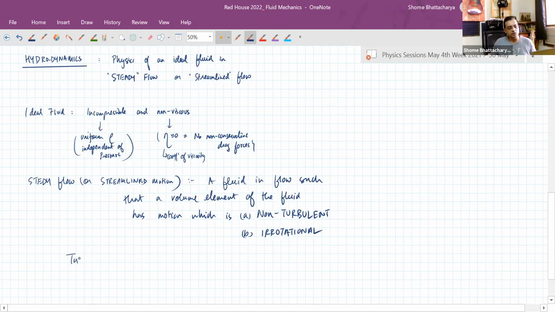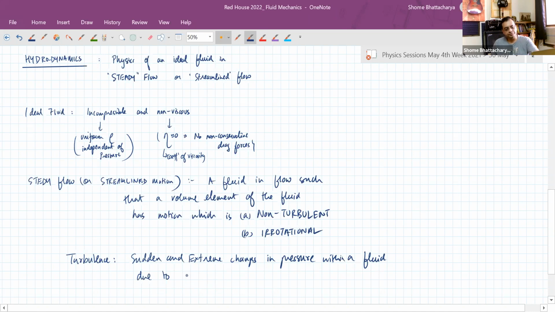So turbulence is sudden and extreme changes in pressure within a fluid, and when we say fluid we include non-ideal fluids also. So the property of turbulence is when there are sudden and extreme changes in pressure within a fluid due to strong impulses from random and high velocity collisions.